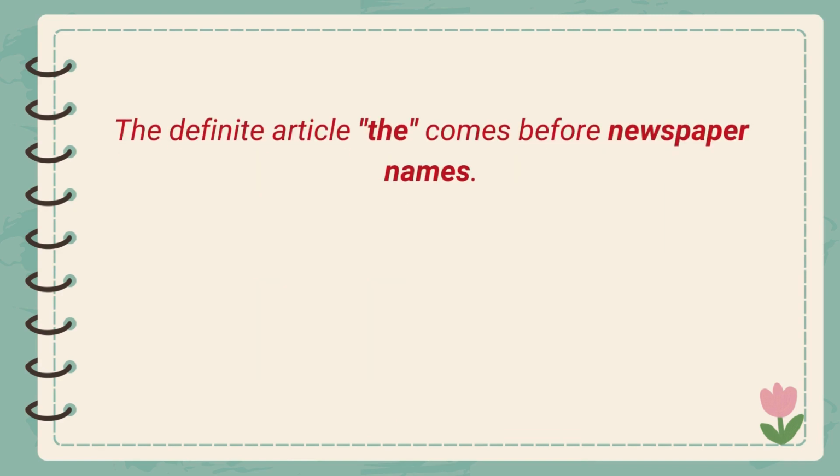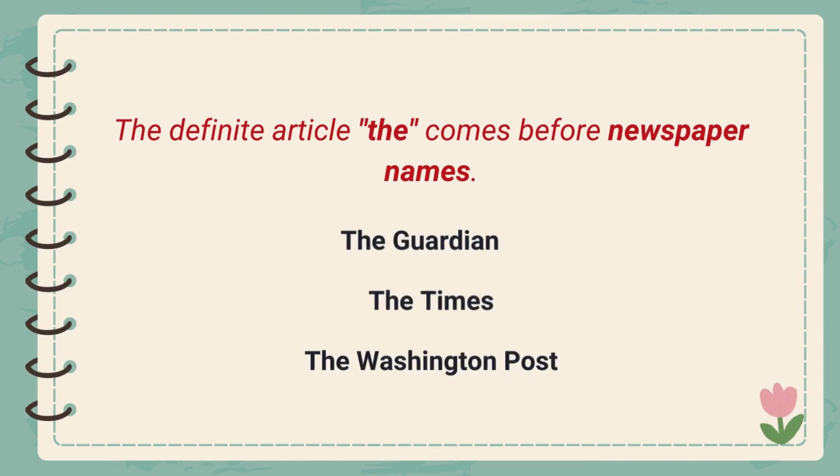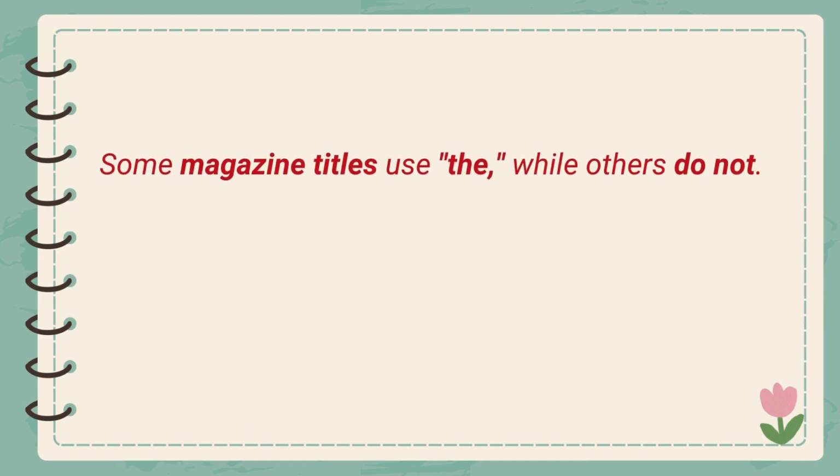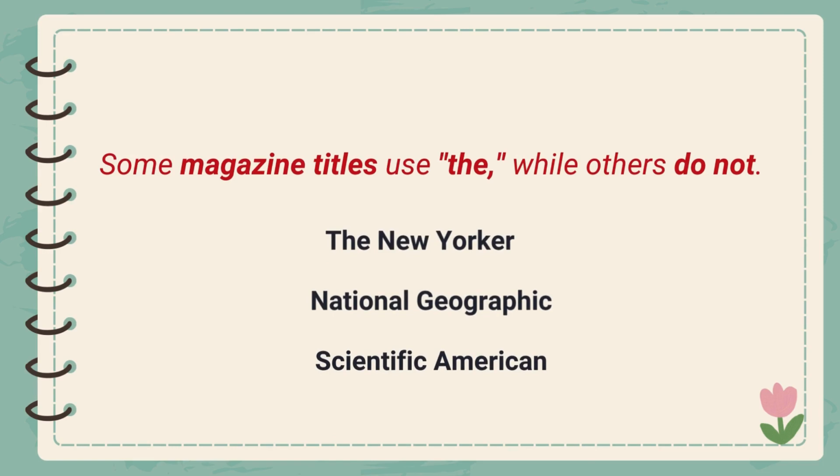The definite article the comes before newspaper names, such as The Guardian, The Times, and The Washington Post. Some magazine titles use the while others do not. For example, The New Yorker, National Geographic, and Scientific American.